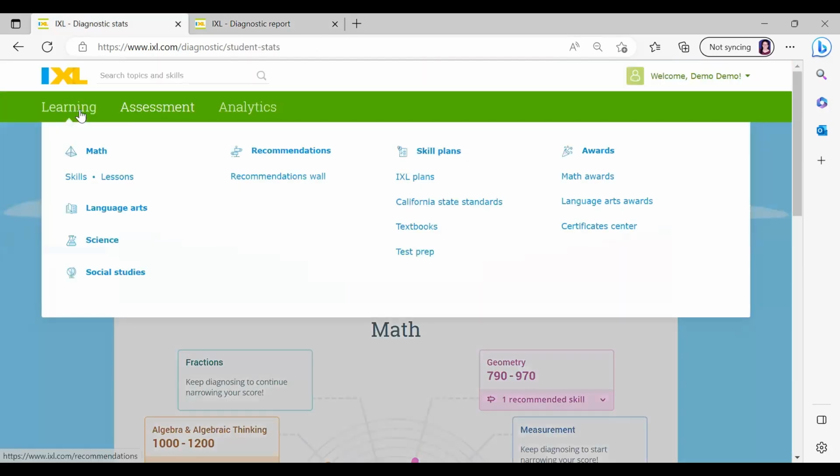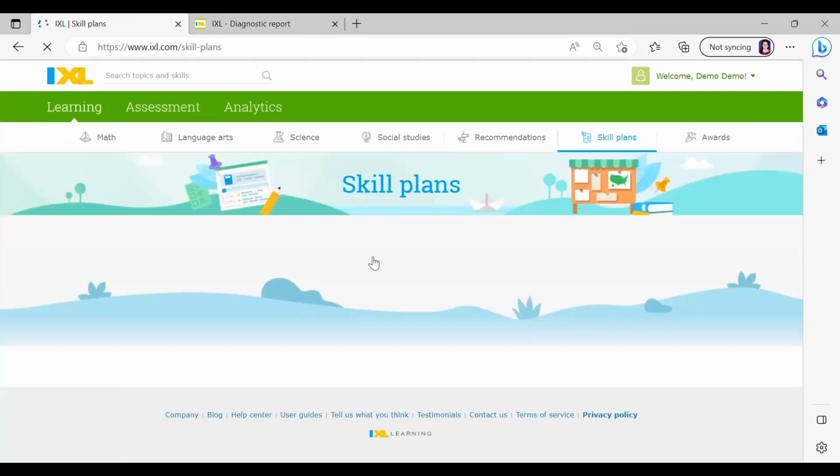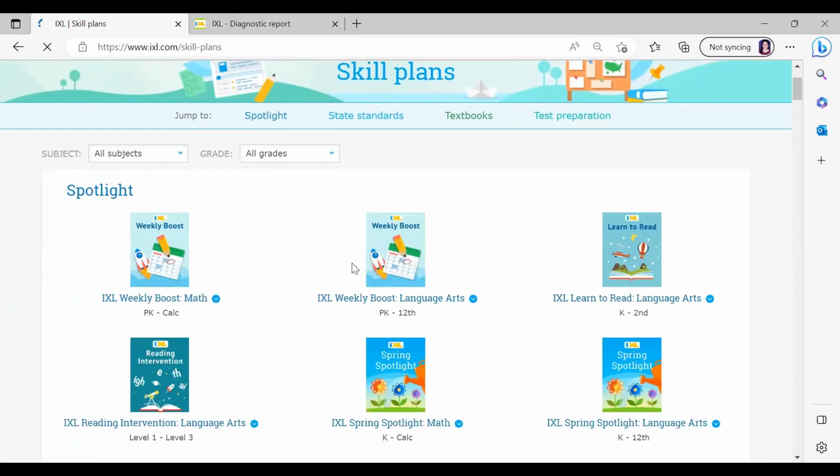Let's go to learning. And when you're learning, you can go to scale plan. So scale plan is really good. We can take a look. Use a computer. Don't use an iPad or phone.